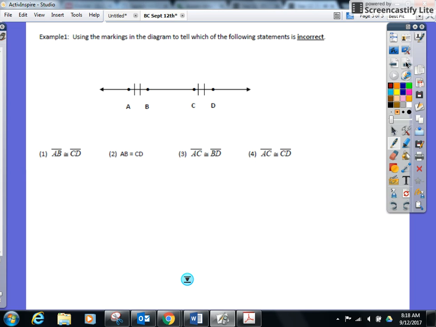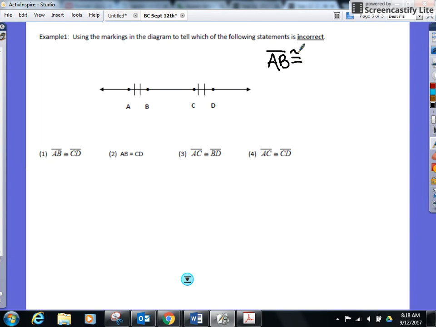Use the markings in the diagram. Which of the following four are incorrect? What are they telling me, by the way, with these markings? Somebody tell me, what are they telling me by these two markings? Katie: AB and CB are. AB, we know AB and CB are the same length. Everyone agrees? I don't know what the length is. I don't care, but they're congruent to each other.